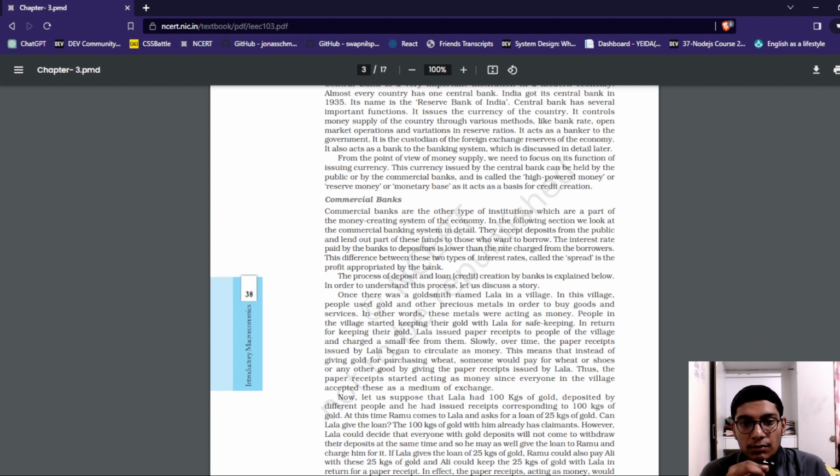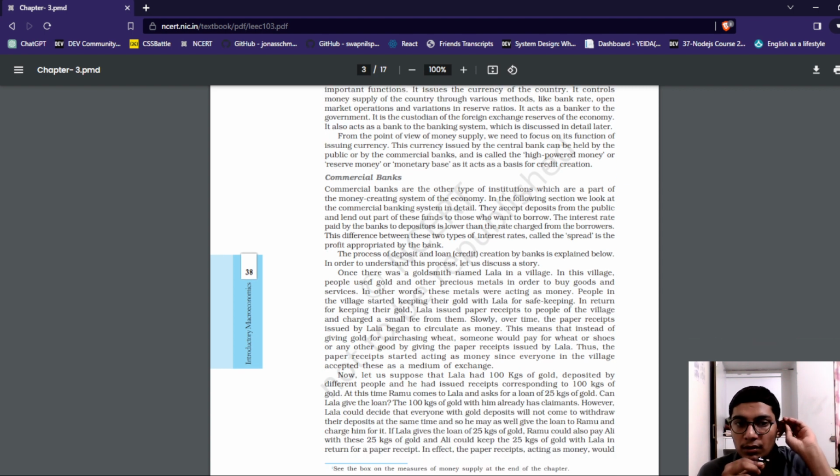Commercial banks are the other type of institution which are part of the money creating system of the economy. In the following section, we look at the commercial banking system in detail. They accept deposits from the public and lend out these funds to those who want to borrow. The interest rate paid by the bank to depositors is lower than the rate charged to borrowers. The difference between these two types of interest rates, called the spread, is the profit earned by the bank. The process of deposit and loan credit creation by the bank is exactly like this.